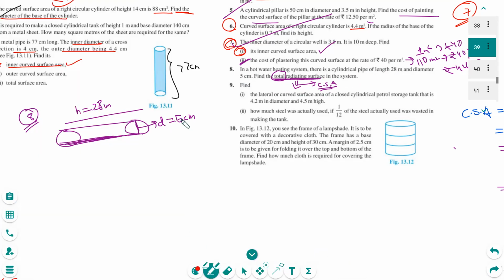सेंटीमीटर को मीटर में चेंज करेंगे, रेडियस निकालेंगे. One person is saying radius, other person is saying convert centimeter to meter, which is correct? Do I need to find the radius or do I first need to convert this centimeter into meter? Yes, we will first convert it. So I will divide it by 100. I will be left with 0.05 meter.